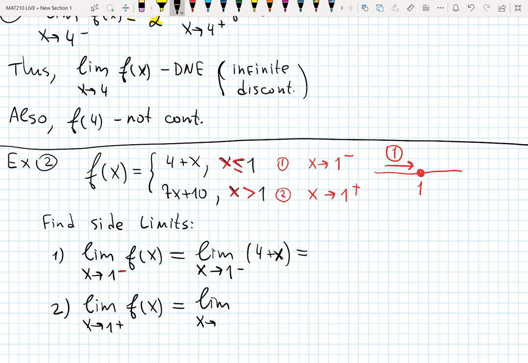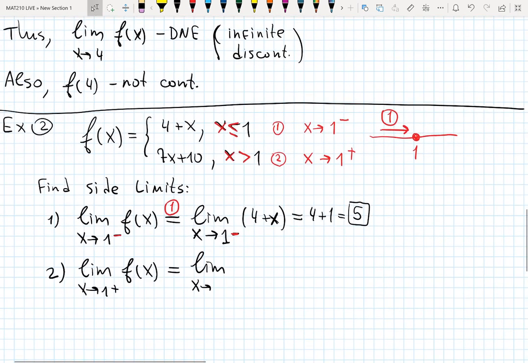Based on the properties, you can just plug your 1 here. You can completely ignore the negative sign. This minus sign here just helps you to choose which rule to use. So I'm plugging in 4 plus 1 and it becomes 5. And this is the answer, which means when x approaches 1 from the left, f of x approaches 5. It's the height of the output.